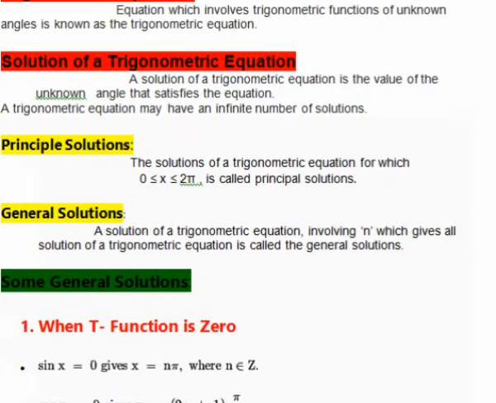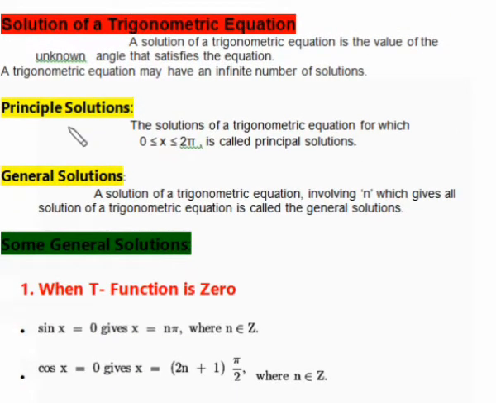Now there are two types of solution, that is principal solution and general solution. In principal solution, we opt for only one complete rotation, that is the solution of the trigonometric equation for which x lies between 0 to 2 pi. That is called the principal solution. In general solution, a solution of a trigonometric equation involving n which gives all the solutions of the trigonometric equation is called the general solution. Here we find many more solutions. When we put the value of n, we get the different solutions of one trigonometric function.